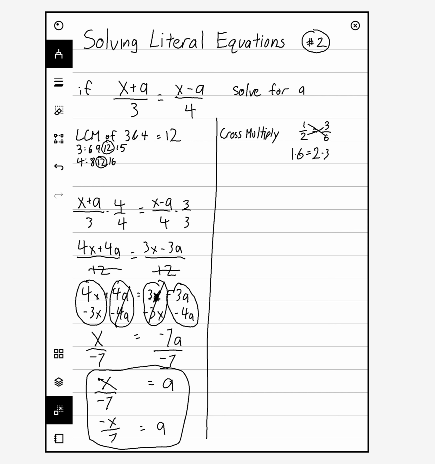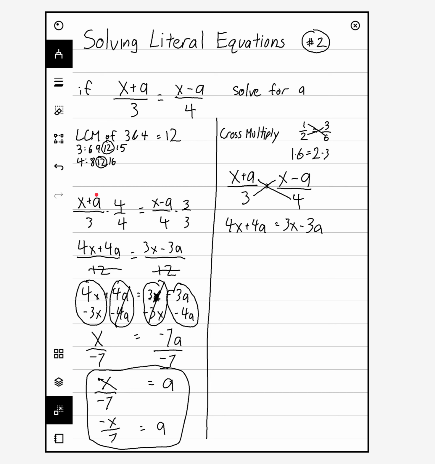All right, cool. The other way that we can solve all this is by cross multiplying. So let's just rewrite the equation down here. x plus a over 3 is equal to x minus a over 4. All right, so if we cross multiply this and that, we're going to get 4x plus 4a is equal to 3 times this, which is 3x minus 3a.